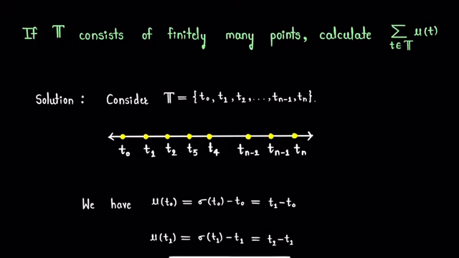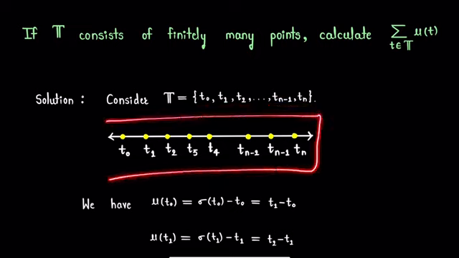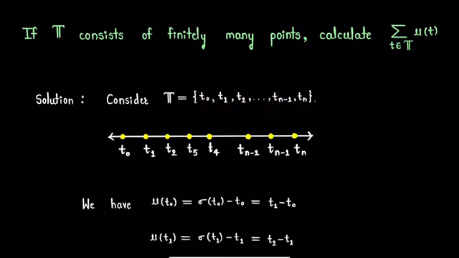Let us consider T is the given time scale with finitely many points, say t0, t1, t2 and so on, t(n-1) and tn. We can represent this time scale in a pictorial form like this. So these are finitely many points of the given time scale. So T is the time scale containing finitely many points and all points are scattered points.